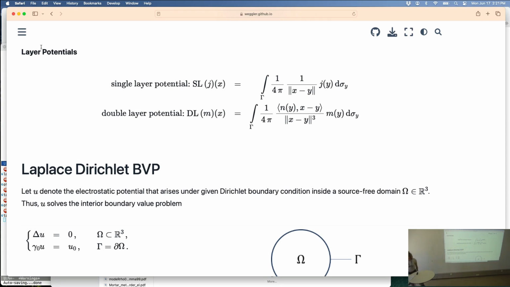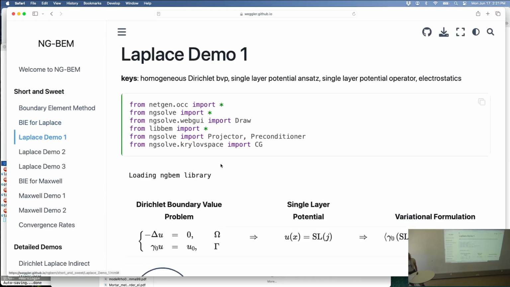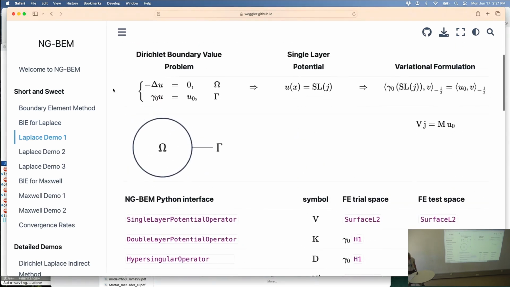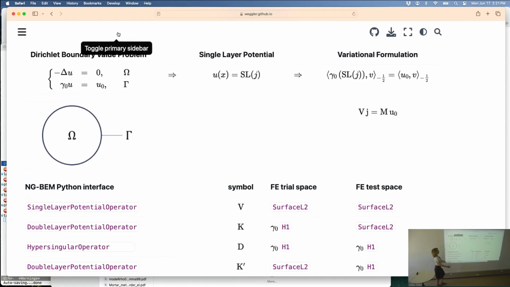So I can go to the demo for Laplace 1, and say I want to solve the Laplacian in the domain. Make an ansatz: an ansatz as a single layer potential with unknown J. With this unknown J, I have the freedom to find J such that the boundary condition is met. That's the boundary element idea. Now the only thing I need to solve for, in order to solve this boundary value problem, is to find J.